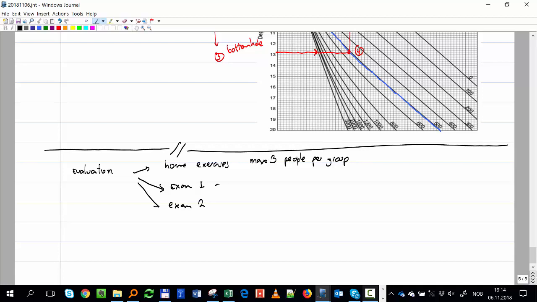And exam 1 is just like a quiz, okay? It doesn't account for much of the grade, and it's a preparation to take the second exam, which accounts for a big part of the grade. That we haven't defined yet. But I think last year we used something like 60-40 between the exam and the exercises, and the quiz was only like 5 or 10%. But I'm not sure what we are going to do this year.